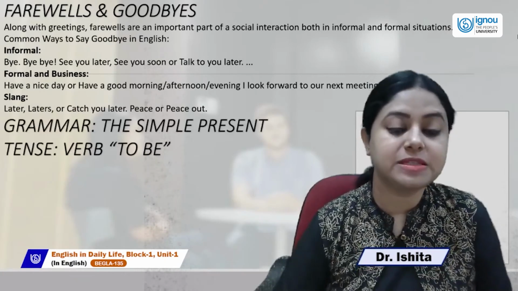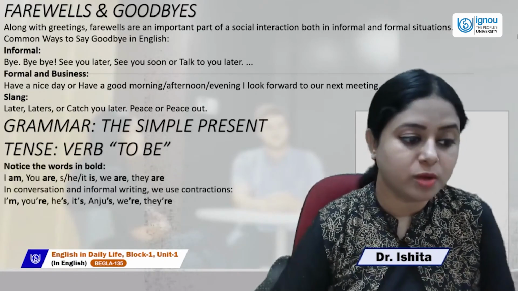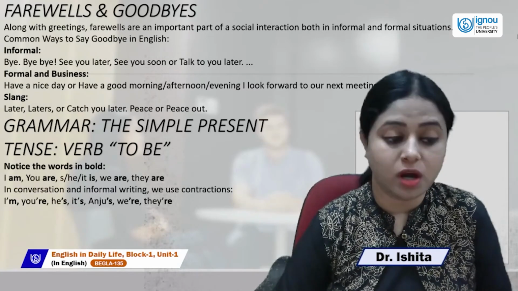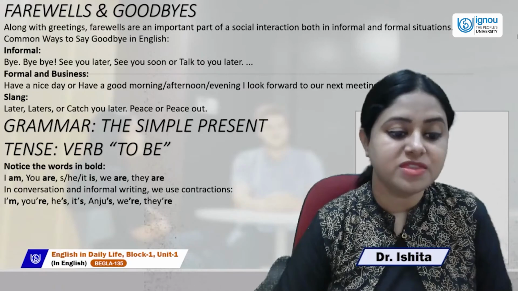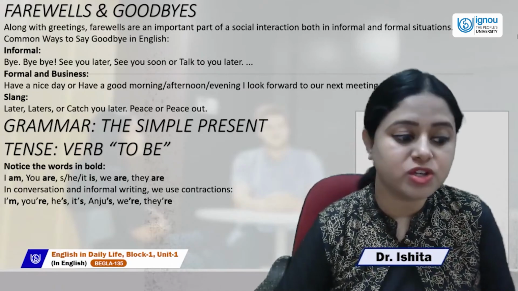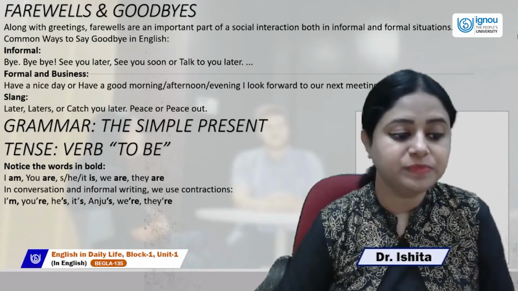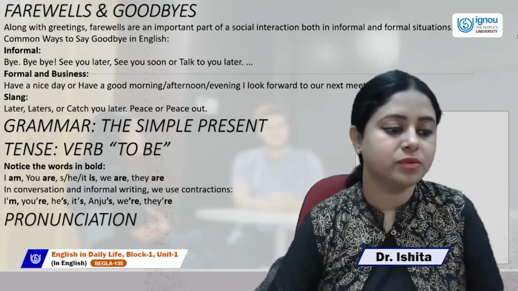Now, grammar, the simple present tense verb to be. Notice the words which are in bold. I am, you are, she, he, it is, we are, they are. In conversation and informal writing, we use contractions. I'm, you're, he's, it's, Anju's, we're, they're, right?